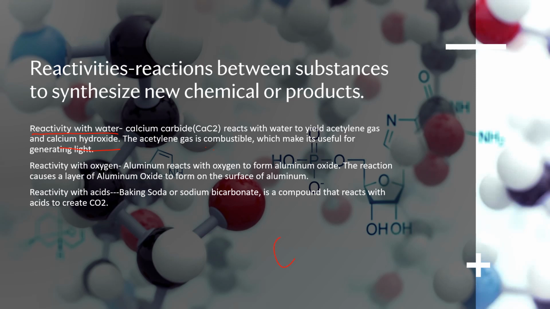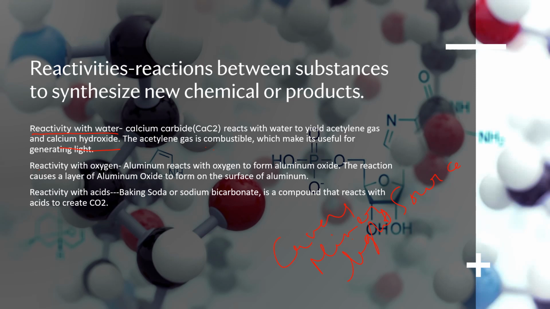Many cavers or miners use this acetylene gas as a light source when they go underground.